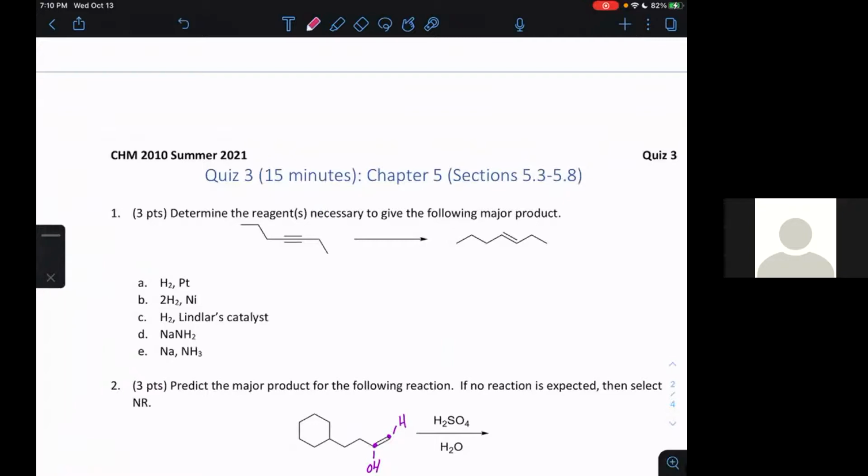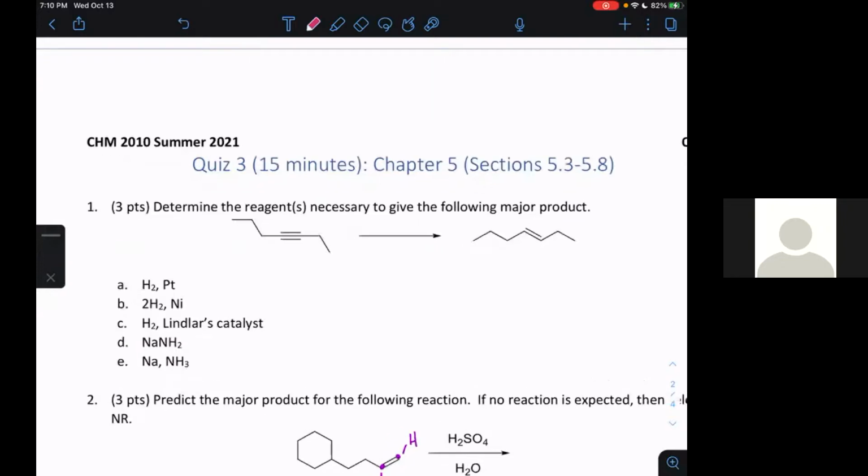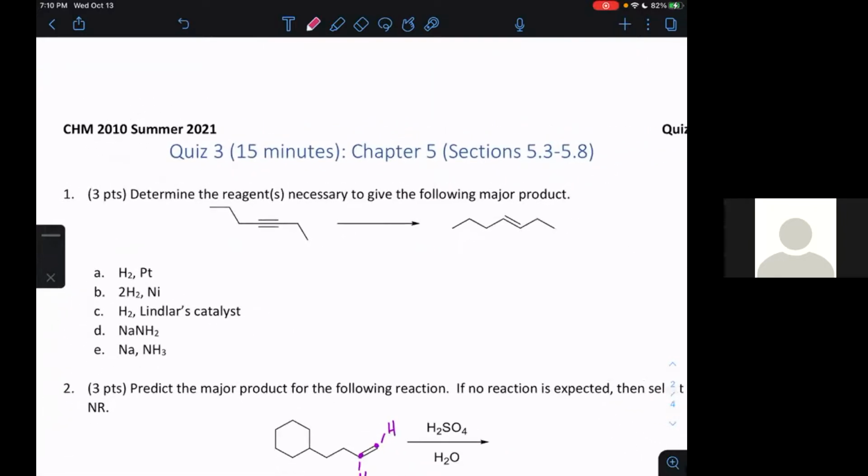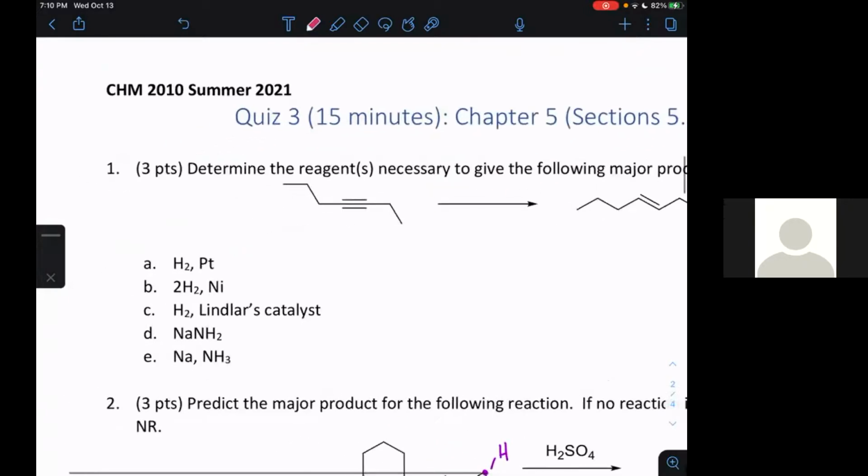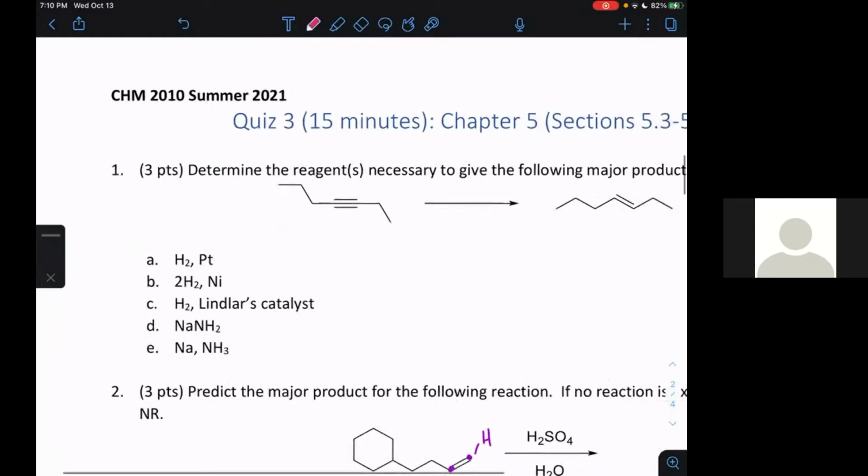I had to go back real quick because I totally forgot this stuff. So if you were just to do the metal and the hydrogens, that would take it all the way to an alkane. So we can't do those because we have an alkene as our product.